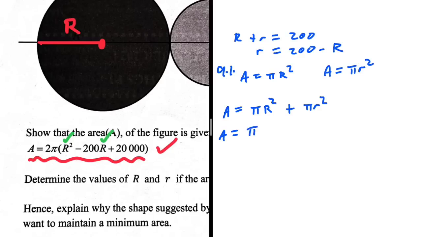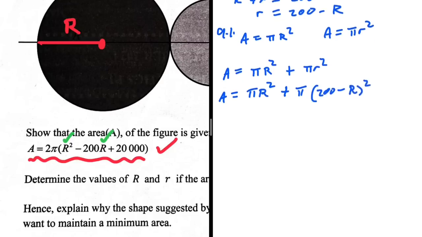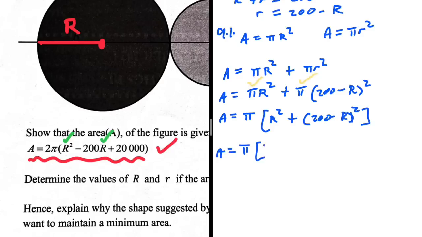So our area will be equal to pi R squared, the capital letter, plus pi, and then in place of the small letter r we substitute 200 minus capital letter R and we square that. Okay, so take a look at this. We have pi and a pi, so we can take that as a common factor. So the area will be equal to pi, and we're going to be left with R squared plus (200 minus R) squared.